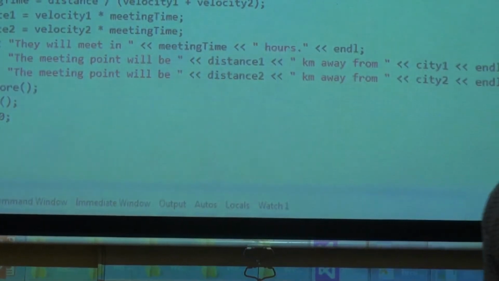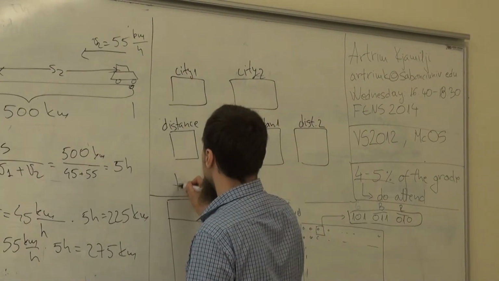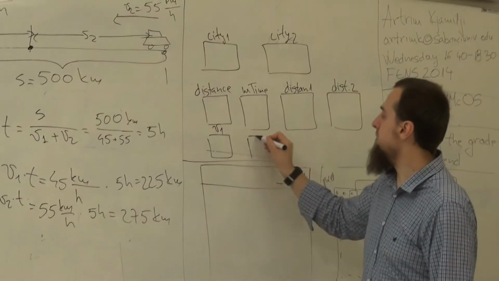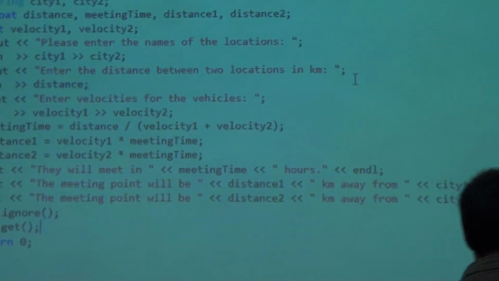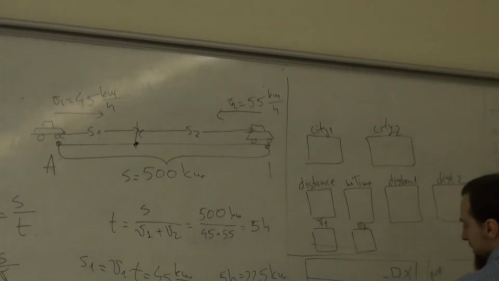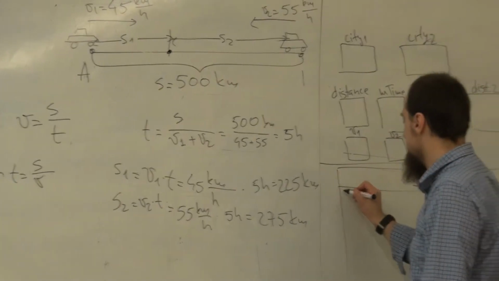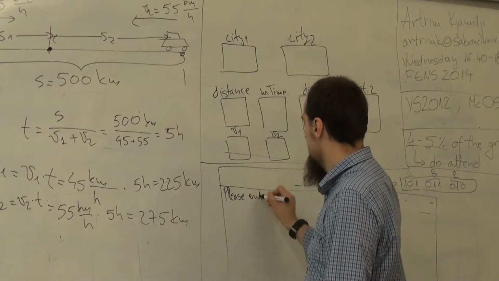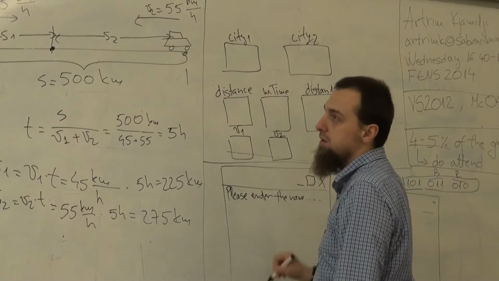I also declare two variables of integer type. They are velocity 1, I'm going to write it as v1, and velocity 2. Now, this will be printed. Let's enter the names of the locations. In your prompt, you will see: please enter the names of the locations.